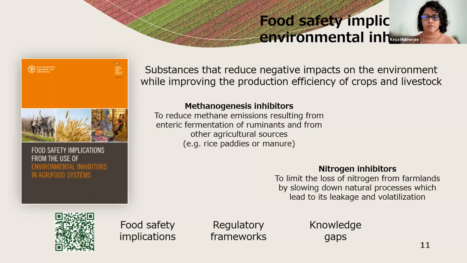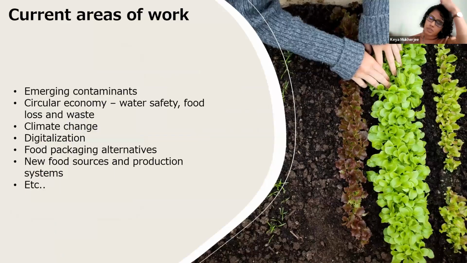But this presence of environmental inhibitors in food commodities can raise health concerns as well as trigger trade disruptions if standards are not established. And so some of these challenges around food safety risk assessment and management of these substances are discussed in this publication for primarily two types of inhibitors, the methanogenesis inhibitors and the nitrogen inhibitors. And these are some of our current areas of work. It includes some of these emerging contaminants, such as microplastics.